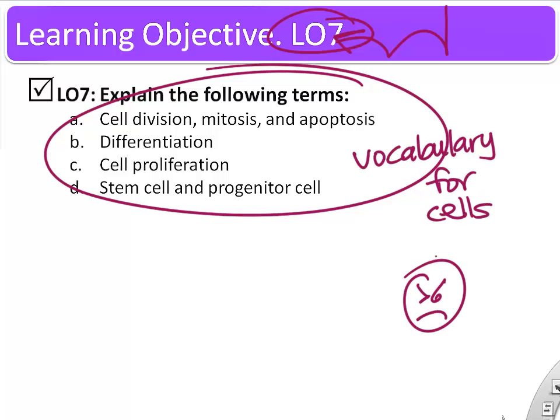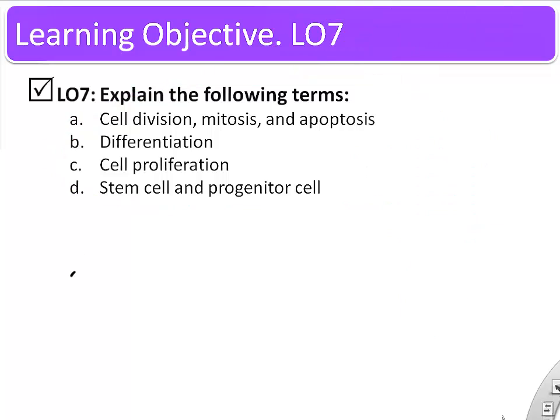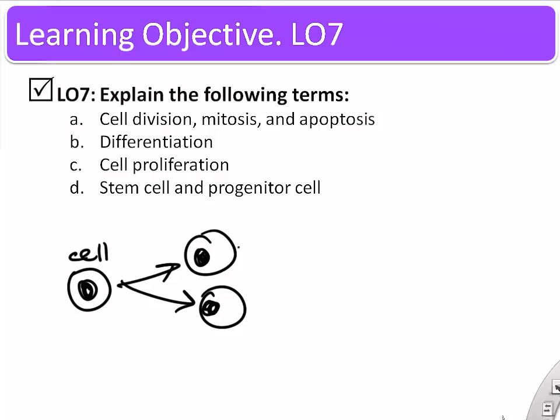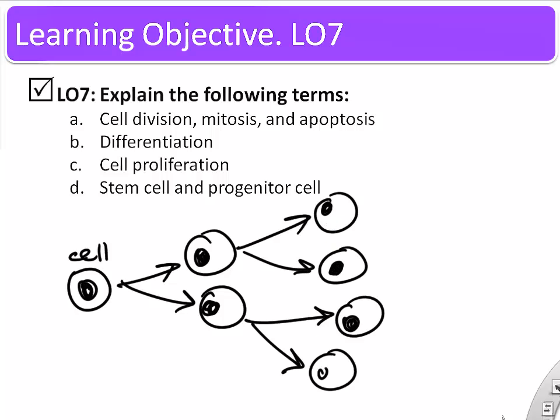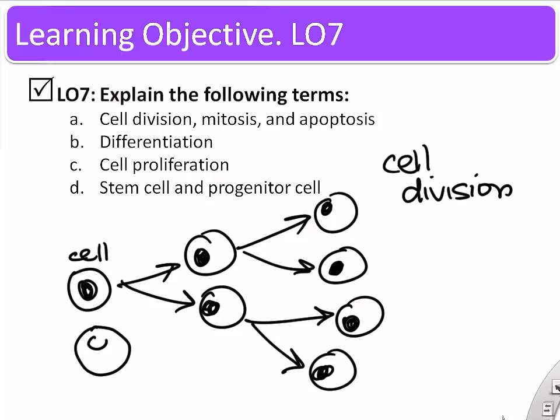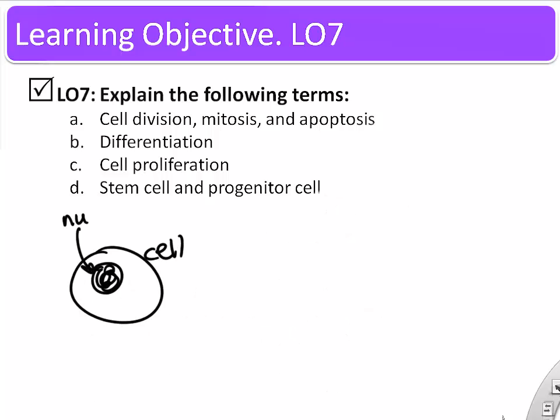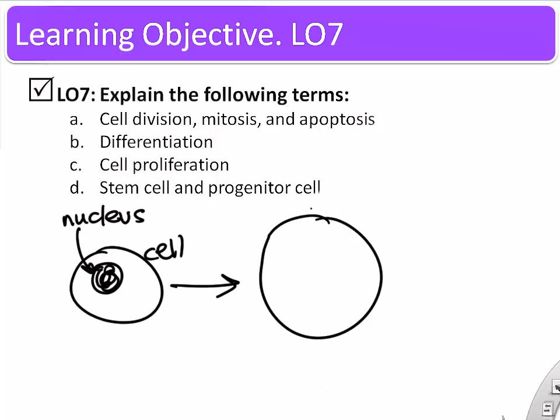Okay, the final learning objective is a bunch of vocabulary, and some of it you probably already can figure out, so not too big of a deal. When cells divide, one cell becomes two cells become four cells. We call that cell division, and you've probably heard of that before. Sometimes we'll call it proliferation. Cell proliferation means you go from having one cell to having many cells.